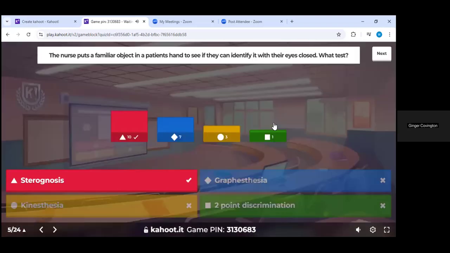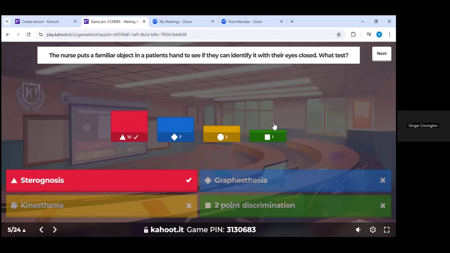Okay, so go back and take a look at these. There's a section where there's one like stereognosis, where you're putting something familiar in their hand. There's graphesthesia, where you're drawing something and it needs to be clear enough that they would understand it. We had talked about kinesthesia, where you're moving a body part or joint and getting them to tell us which direction it's moving.